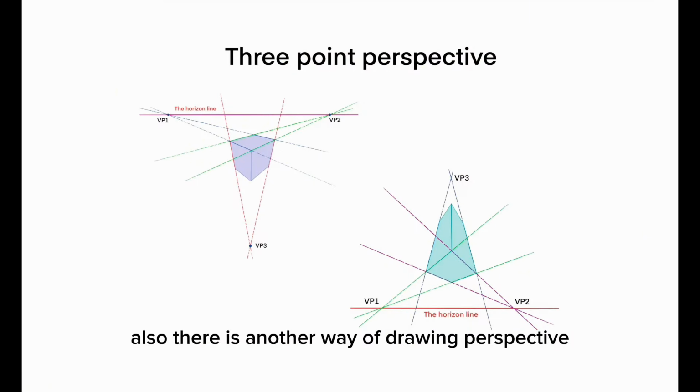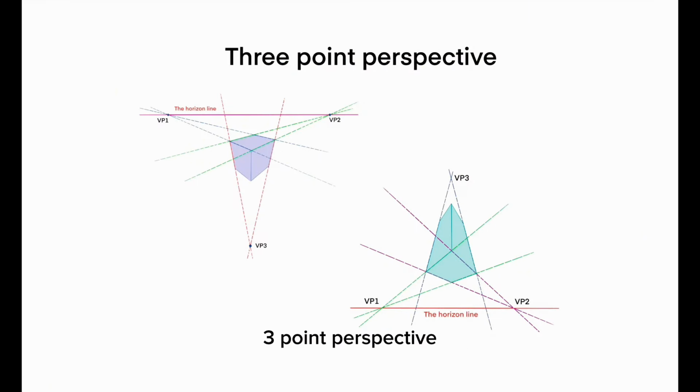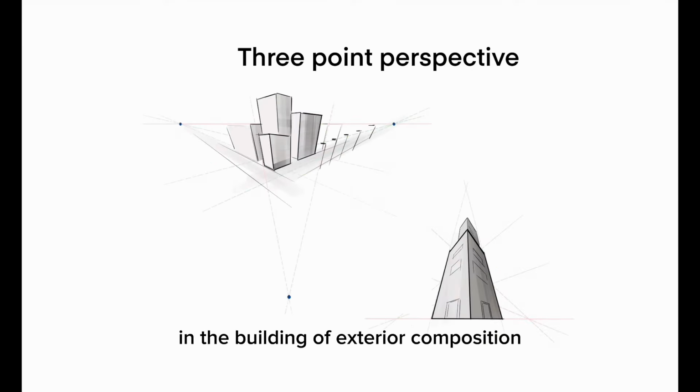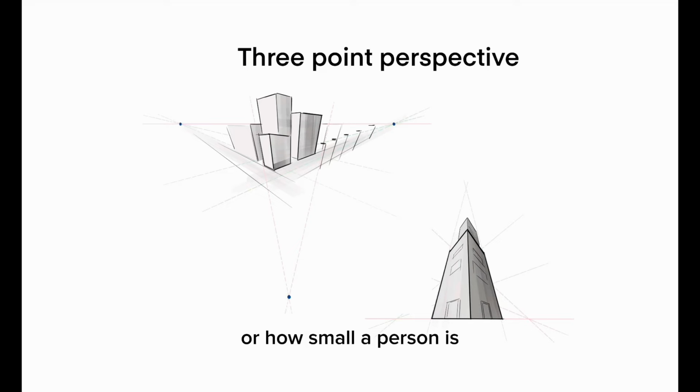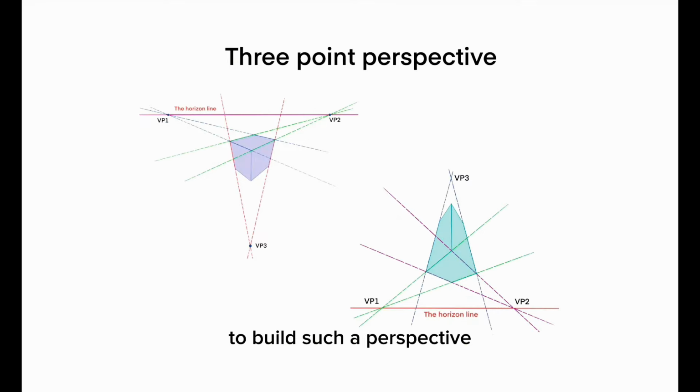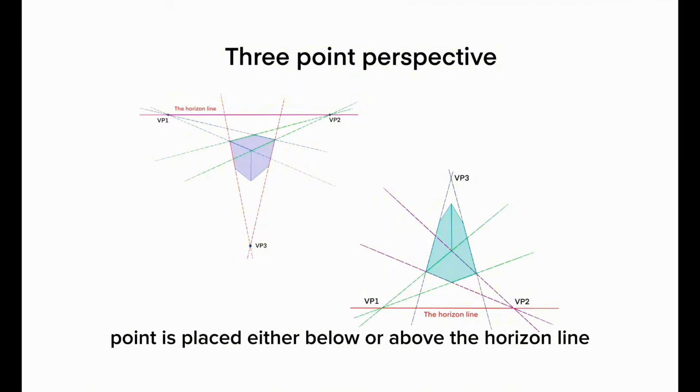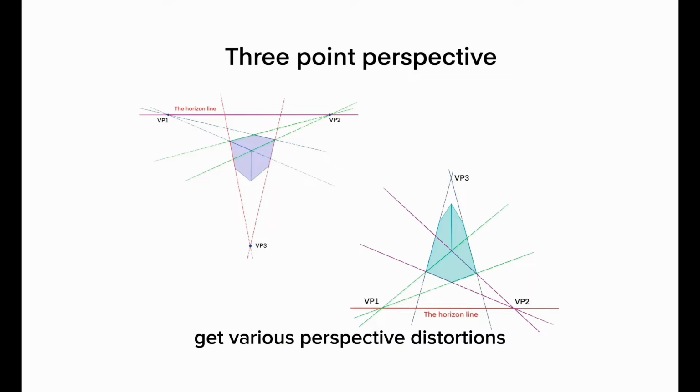Also, there is another way of drawing perspective, three-point perspective. It is often used in the building of exterior composition when we sketch buildings or cartoon compositions. For example, when we want to show the ceiling higher or how small a person is. We use 3 points to build such a perspective. 2 points are placed on the horizon line, and the third point is placed either below or above the horizon line. Depending on this, we get various perspective distortions.